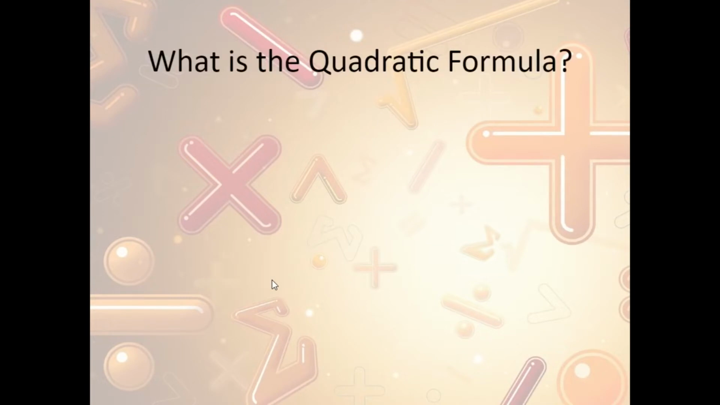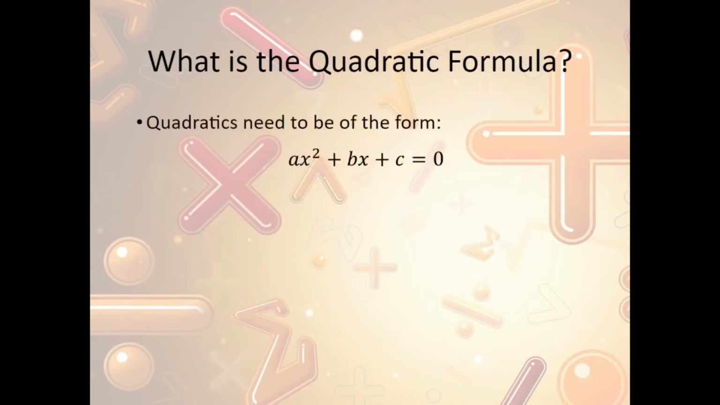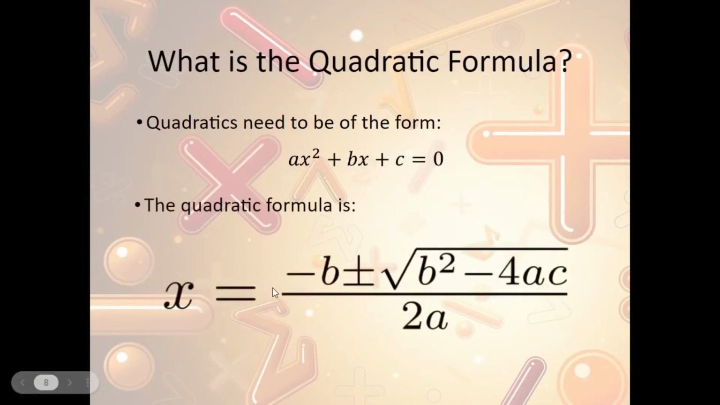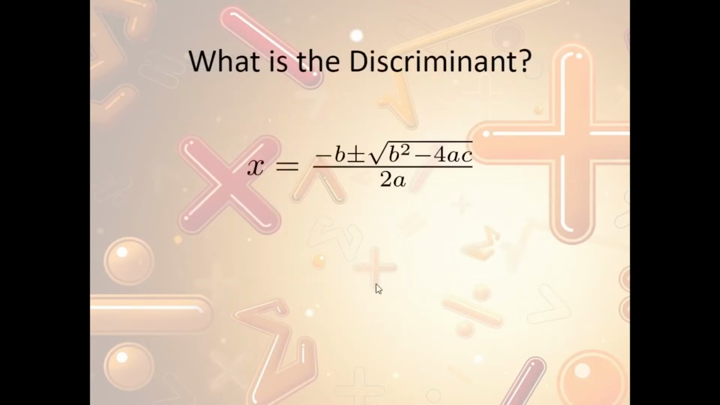So what is the quadratic formula? Quadratics will always appear as ax squared plus bx plus c equals 0. And from that, we can create the quadratic formula, which says: x equals negative b plus or minus the square root of b squared minus 4ac, all over 2a. Let's take a look at an example of how that works.